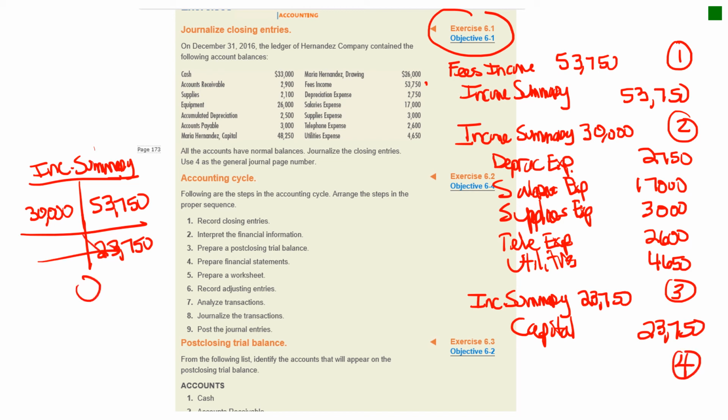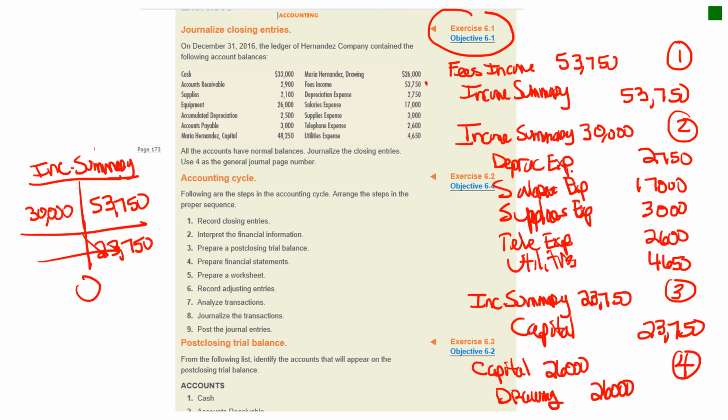The last closing entry is to close out drawing, which is $26,000. So because that has a debit balance, we're going to have to credit it. So it will simply debit capital for $26,000, and you're going to credit the drawing account for $26,000. So that's your four entries.